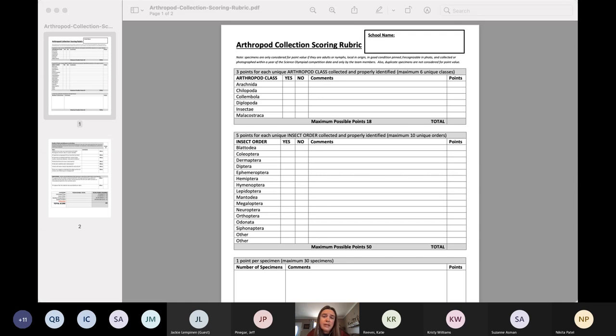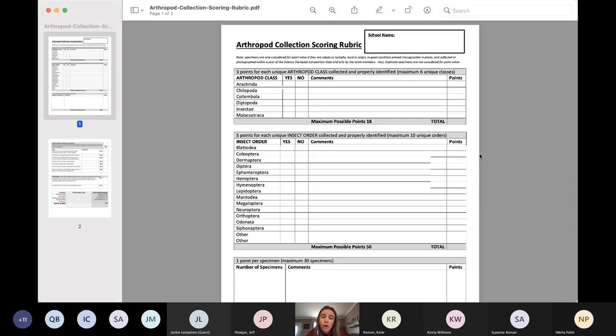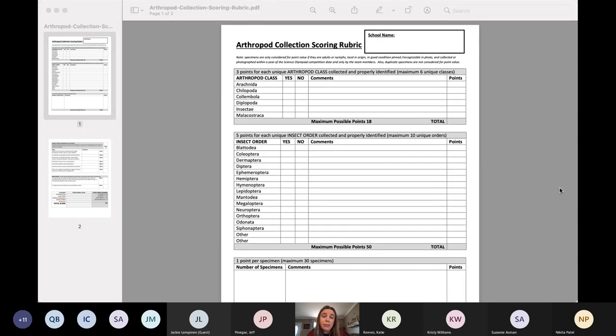So you get 3 points for every arthropod class that is collected there. This one, you can get all of those classes in the winter, hands down. The hardest one to find is Collembola. That's your springtail. But actually in winter, it's the easiest to find. So if you're wondering how to find springtails in the winter, well, we don't have snow right now.